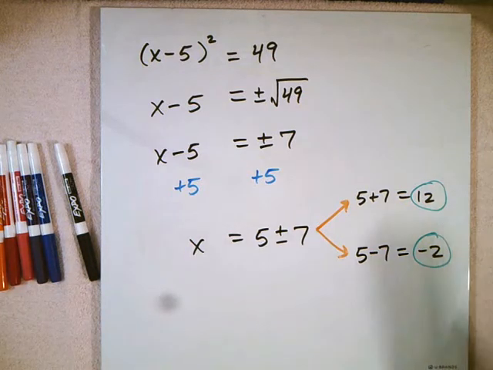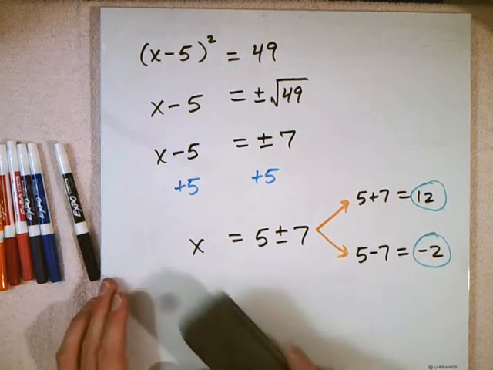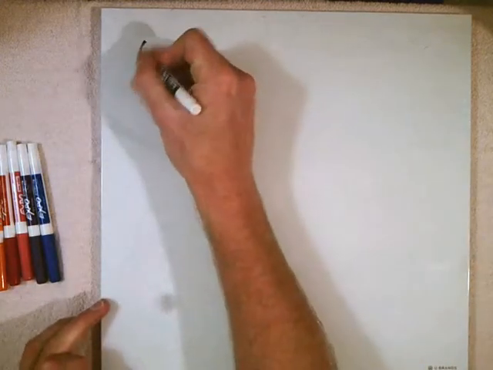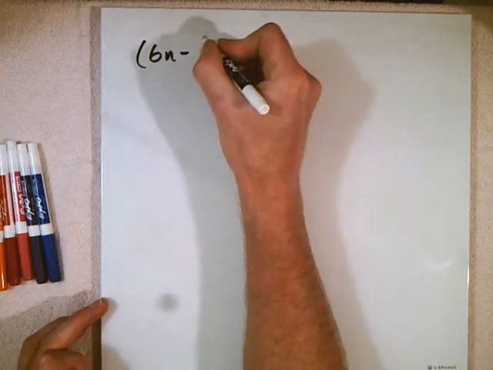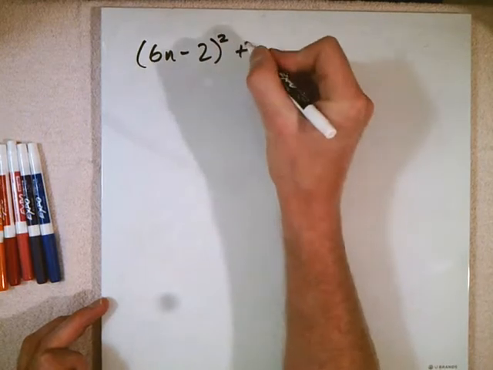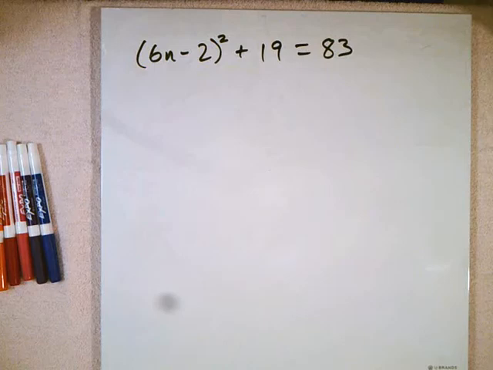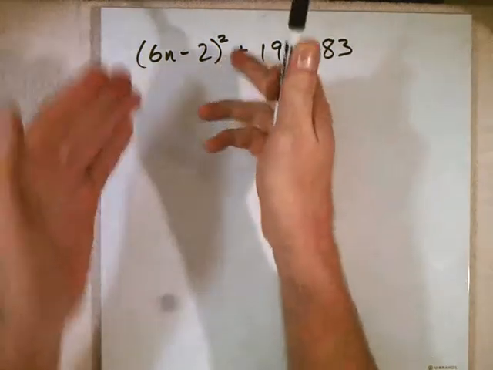All right, let's make it a little more interesting than this. The time remaining, we've got to get a couple more in here. All right, let's see here. Let's go down to, yeah, that's a pretty good one. 6n minus 2 squared plus 19 equals 83. There we go. This is similar to the last problem, where you've got something in parentheses squared. To get started, we've got to get that 19 out of the way, though.